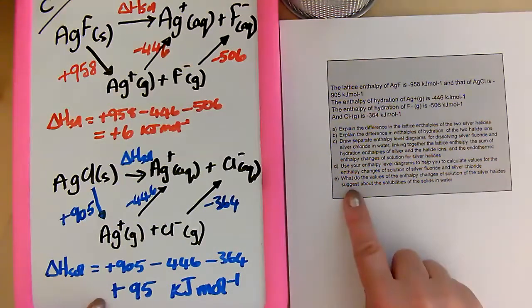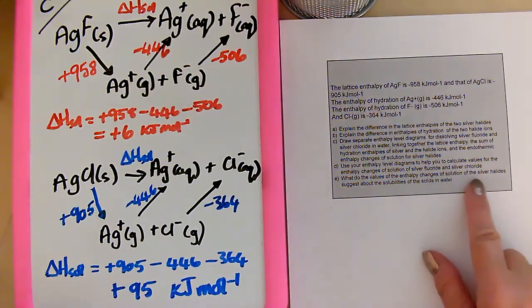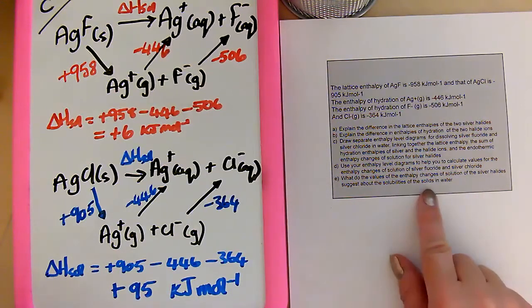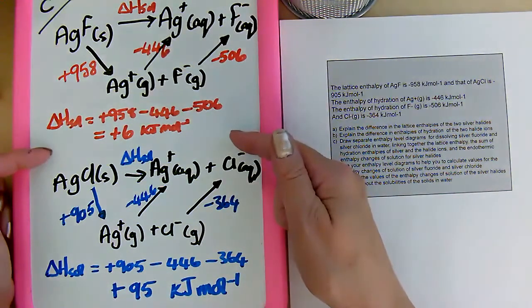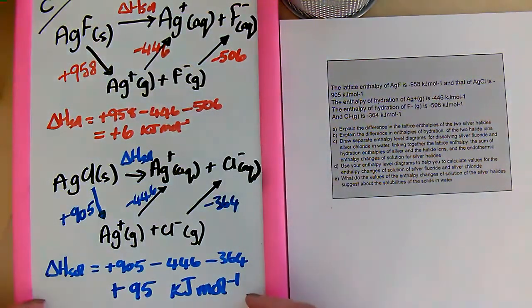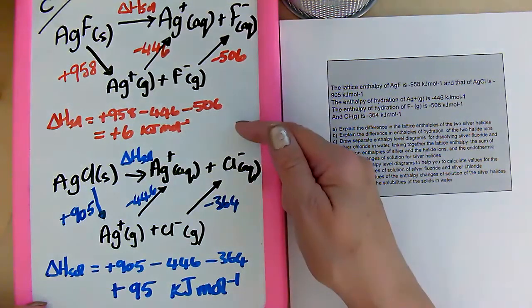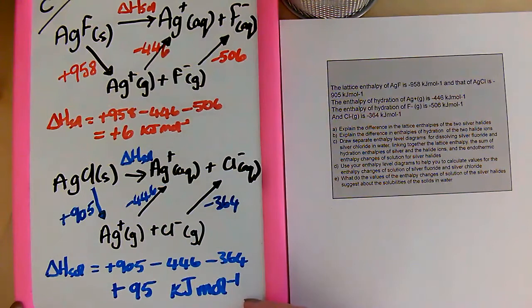Now, finally, the question is, what do the values of the enthalpy changes of solution suggest about the solubilities of the solids in water? So what this is showing is that it's going to take a little bit of energy to dissolve silver fluoride in water, whereas this is going to take a lot more energy to dissolve silver chloride in water. So silver fluoride at room temperature is probably going to be a lot more soluble than silver chloride at room temperature.